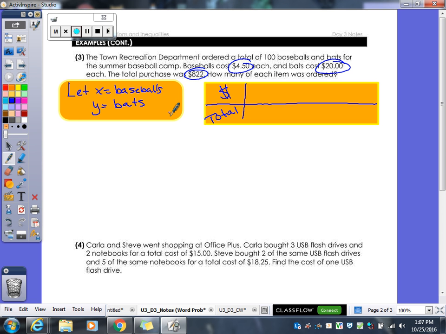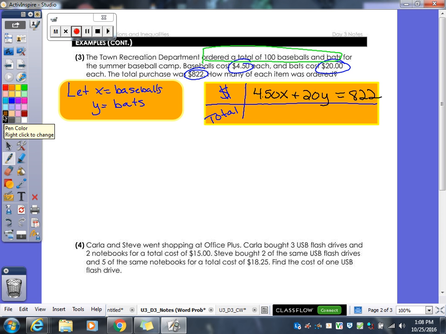It says baseballs cost $4.50 each. So 4.50X. Bats cost $20 each, so that's 20Y. And I spent a total of $822. So money plus money equals money. All right, now the next one is our total question. They ordered a total of 100 baseballs and bats. That's an equation there.